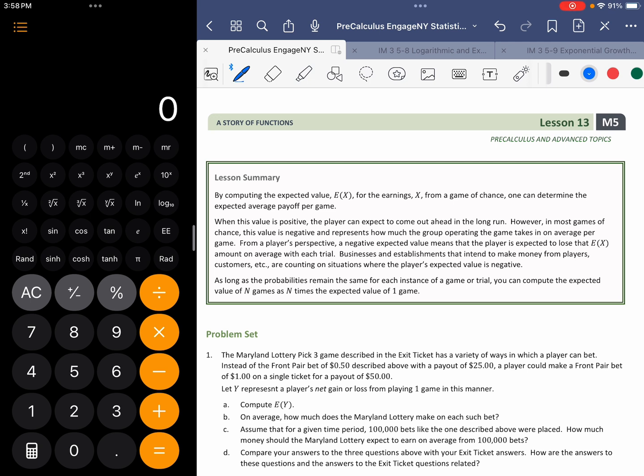And then our last summary sentence: as long as the probabilities remain the same for each instance of a game or trial, you can compute the expected value of n games as n times the expected value of one game. So, putting it all together, Lesson 13. We have one more lesson to go in this unit, and then we'll review and take our unit test. Thanks for sticking with me.